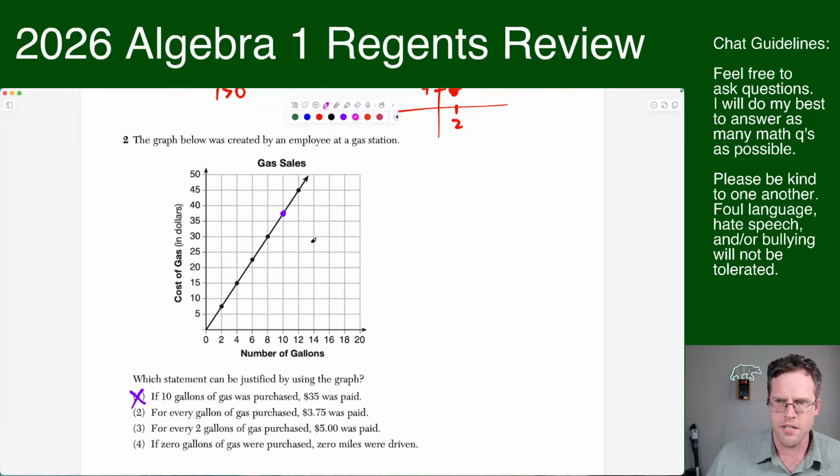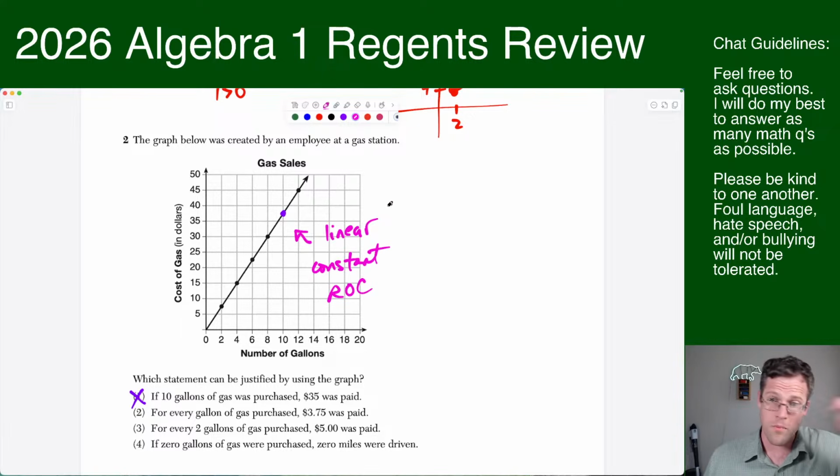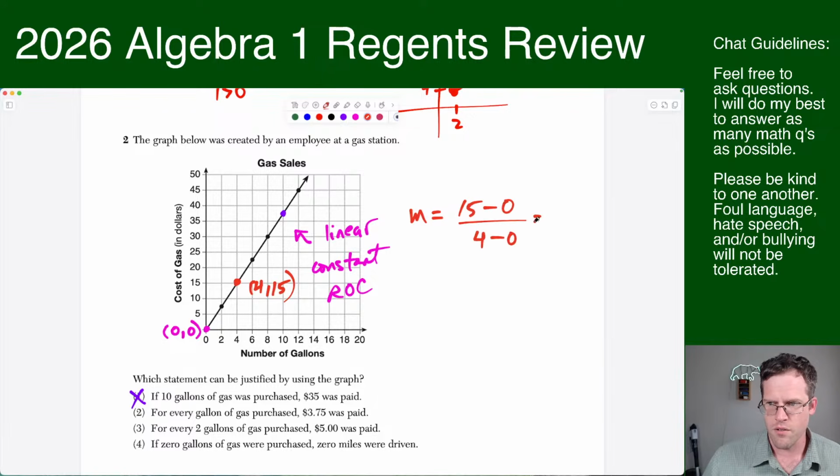So for this one here, the big idea is this is linear. So this has a constant rate of change. Then I could find the slope, and notice how 0, 0 is here? So I could find the slope between two well-defined points. Here, this is the point 4, 15. So the slope is equal to 15 minus 0 over 4 minus 0. And this would give us 3.75. If you do 15 divided by 4, that gives you a slope of 3.75.